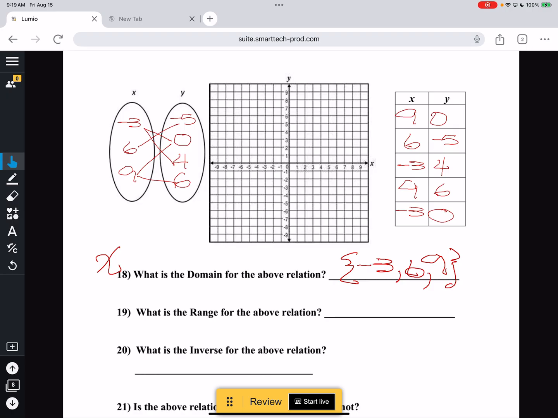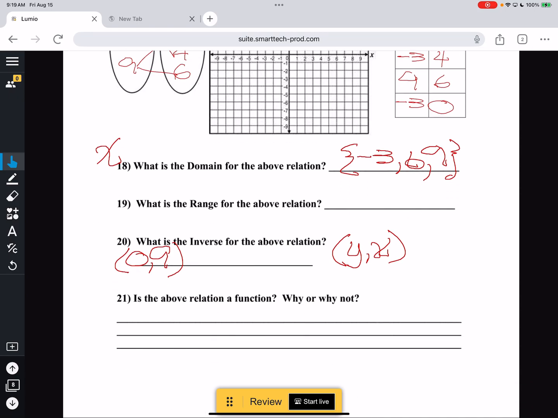What's the inverse? What do we mean by inverse? Okay, so we're going to take XY and we're going to write it YX. Did we change the sign? No. So our first one is still an ordered pair, it would be 0, 9. So is the above relation a function? No, because the X values repeated.